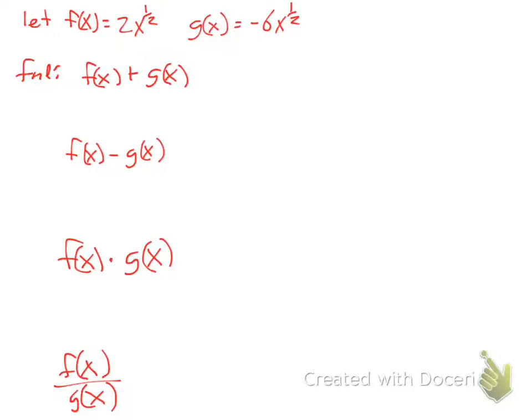So let's put this to practice. What we have here is f of x and g of x. F of x equals 2x to the 1/2, and g of x is negative 6x to the 1/2. I want you guys to add them, subtract them, multiply, and divide them.